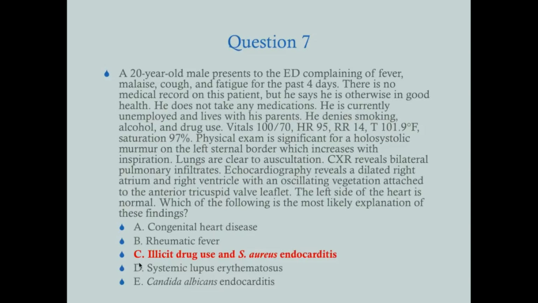With lupus, they do get those vegetations, but they're aseptic, and those are known as Libman-Sacks vegetations from Libman-Sacks endocarditis. Those are made out of fibrin, neutrophils, lymphocytes, and histiocytes. They're not made out of any kind of bacterial products. And furthermore, Libman-Sacks typically shows up on the mitral valve, not the tricuspid valve.